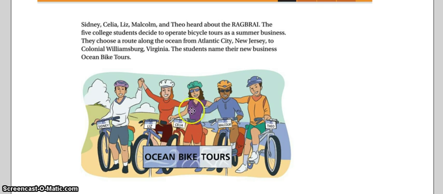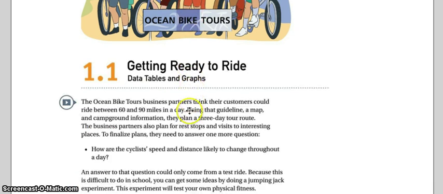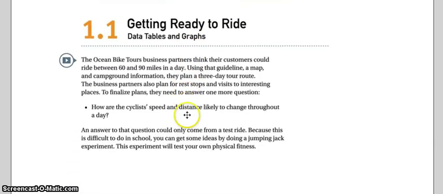All right, so part of owning their own business is that they have to decide how far people can ride. They have to pick a route, figure out where they're going to stop for the night, how long to make it, and so on. Anyway, they decide on a 3-day route. They figure that most people could probably ride 60 to 90 miles on a bicycle in a day. They find campground information. They plan rest stops and interesting information.